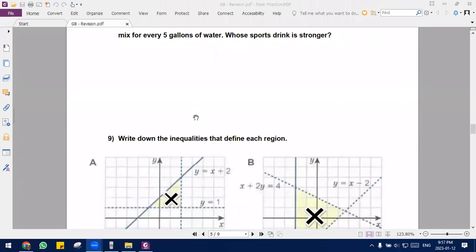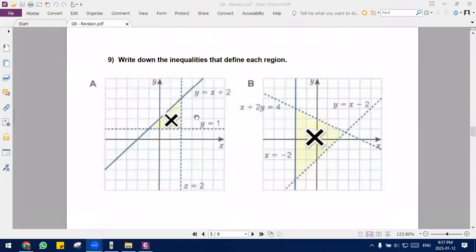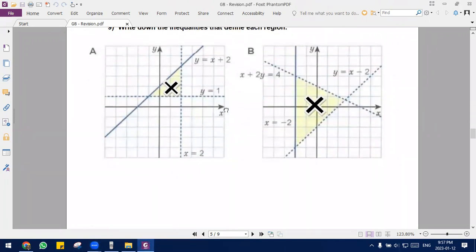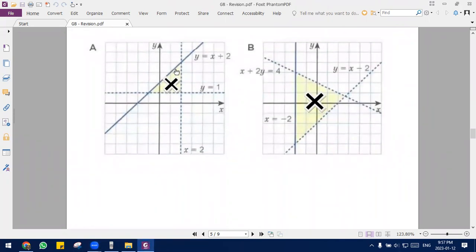Next question we have, okay, the inequality. Write down the inequality that defines each region. So as you can see, here's the region. It's a little bit yellow, or we have the X sign inside it. So I need to define this region. As you can see, always they write here the equation, but they put equal sign. We said that when we put equal sign, it's only a line. But when we make it greater than or less than, then it will be a region, okay? So that's what you need to find.